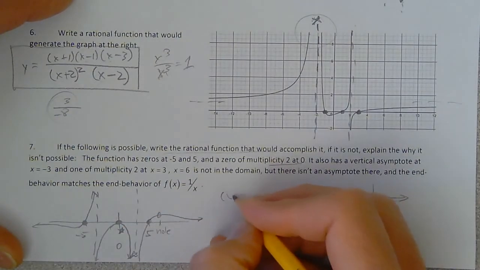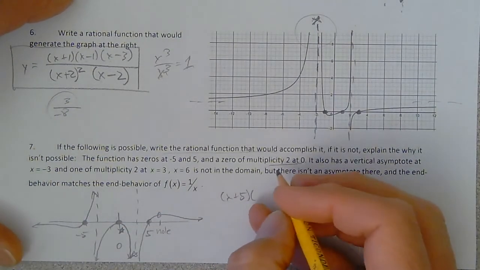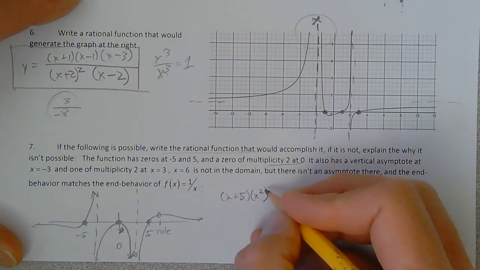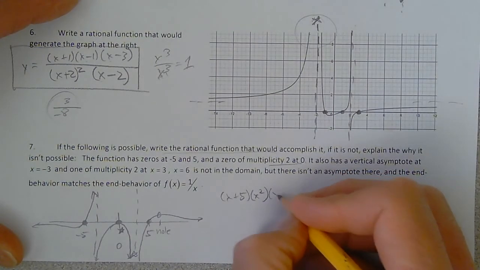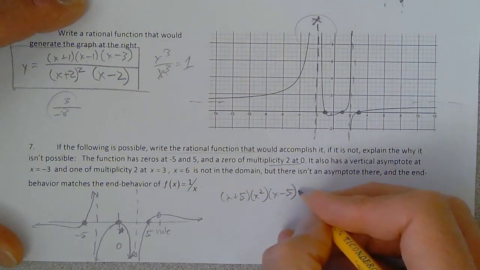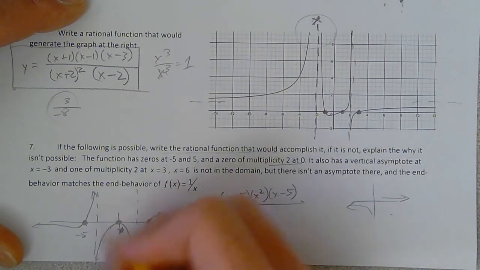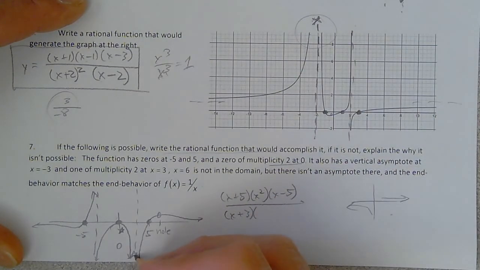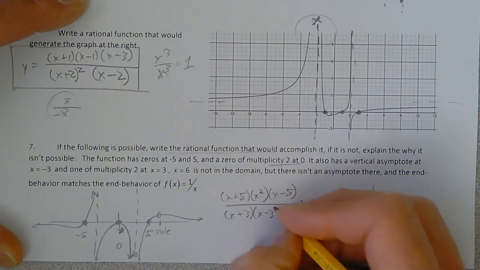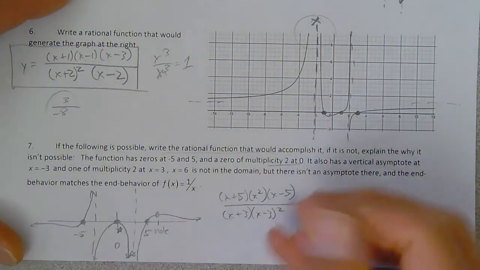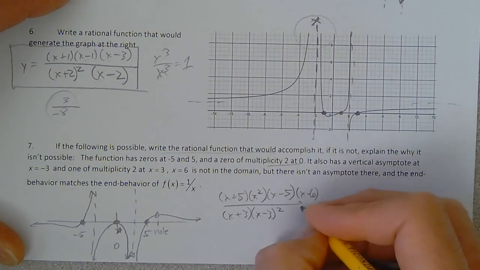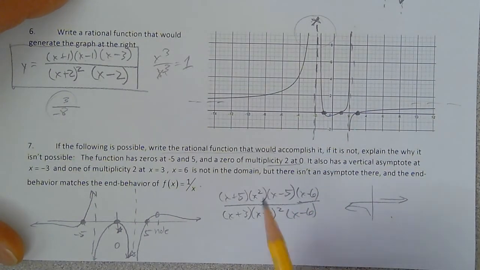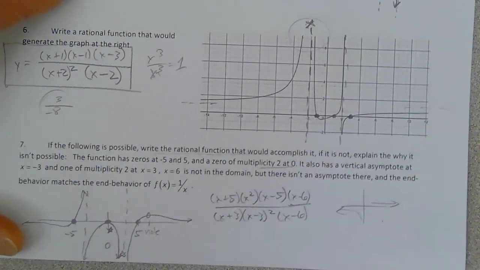Well, let's see. I would have to have an x plus 5 in the numerator. I would have to have an x minus 0 squared, or an x squared, and then I would have to have an x minus 5. The vertical asymptote at negative 3 would be an x plus 3. The vertical asymptote there would be an x minus 3, and it would be squared. I would have to have an x minus 6 and an x minus 6 that would have canceled out. So that accounts for everything that's going on in those places.